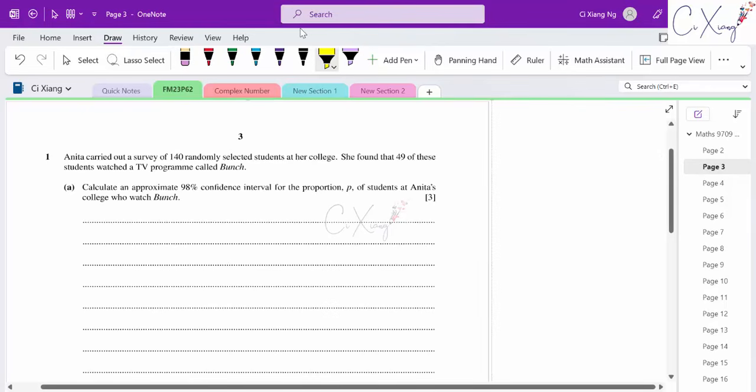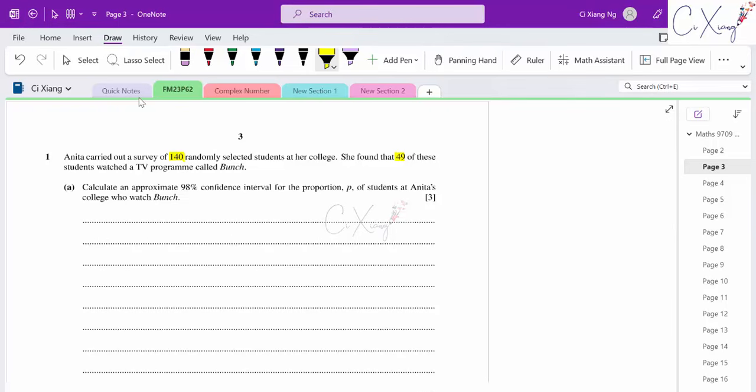Okay, we have Anita carry out a survey of 140 randomly selected students at a college. She found that 49 of these students watched a TV program called Bunch. So calculate a 98% confidence interval for the proportion P of students at Anita's college who watch Bunch. Okay, so the keyword here will be the 98% confidence interval for proportion.